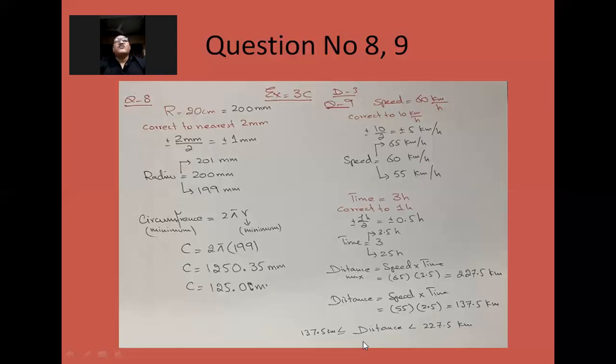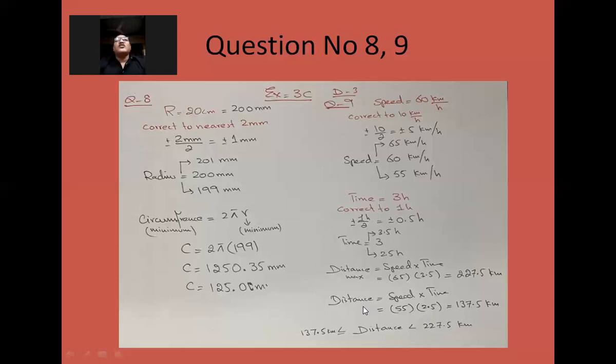So that's the maximum distance it can travel. The minimum distance traveled, the formula for the distance is speed multiplied by time. Because you want the minimum value of the distance traveled, you will use the lower bound of the speed, and we will use the lower bound of the time. The lower bound of the speed is 55 kilometers per hour and the lower bound of the time is 2.5 hours. So multiply 55 kilometers per hour with 2.5 hours, you get 137.5 kilometers.